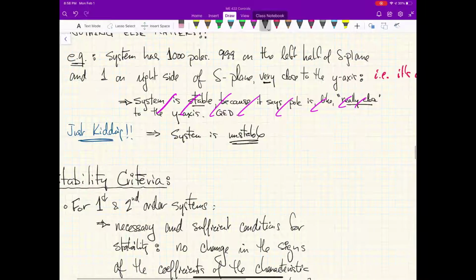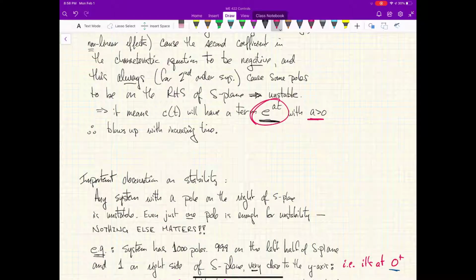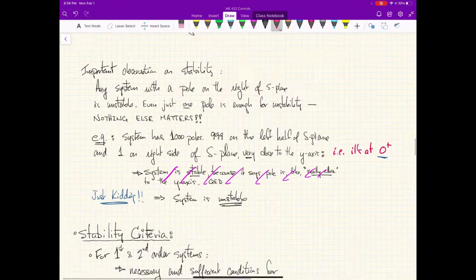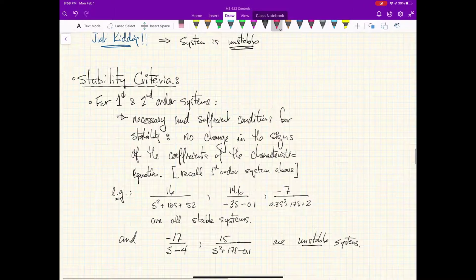Again, remember, that means that we're going to have a term in the response of the system that's going to look like this, e to the A t, for an A that is greater than 0. Yeah, that A might be really, really tiny, but positive. Well, time waits for no one. Time is going to keep increasing, and eventually A times t is going to be a very big number, and e to that is going to be very, very big. So the system will blow up.